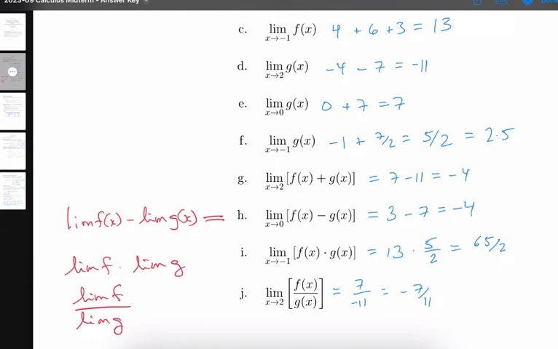So if you know the limit of f of x and the limit of g of x, then you can just go, well, the limit of f as it approaches 2, I found it further up there somewhere, it was 7. And the limit as g approaches 2 is minus 11 from b. So I just put 7 over minus 11, which is minus 7 over 11. Same thing. Does that make sense? Yeah.